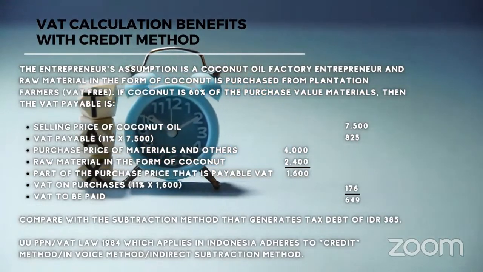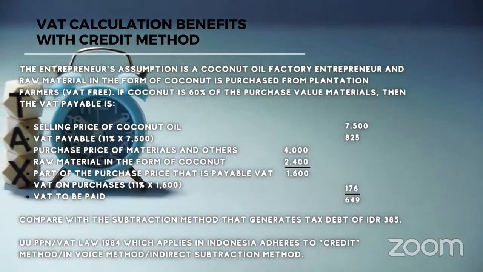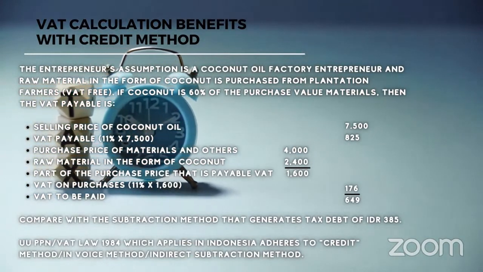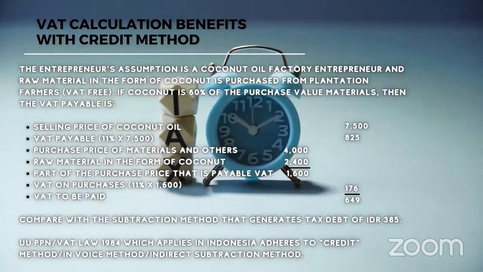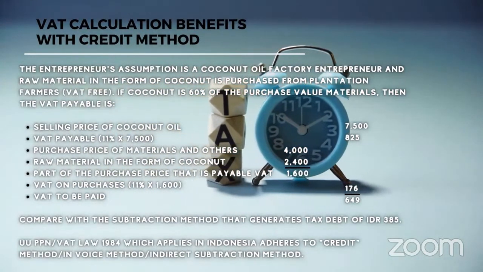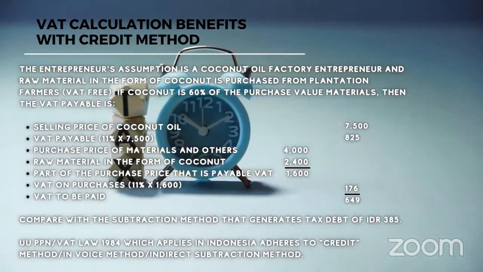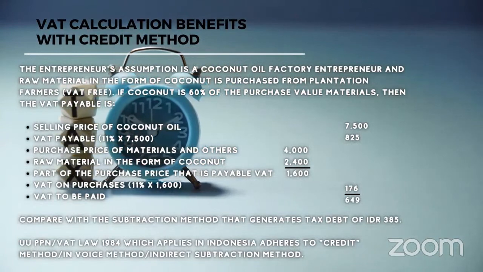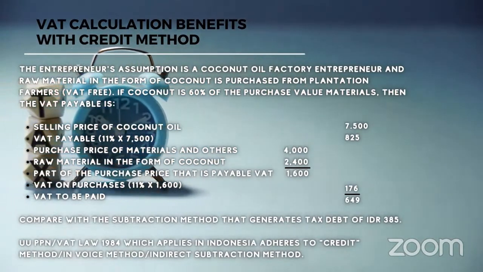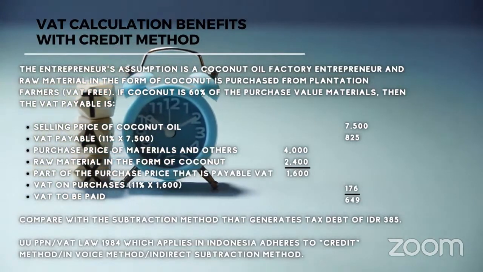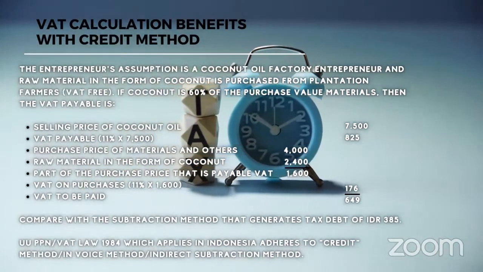Raw material in the form of coconut is 2,400. And the part of the purchase price that is payable VAT is 1,600. Next is the VAT on purchase, which is 11% times 1,600, and it is 176. So the VAT to be paid is 649.